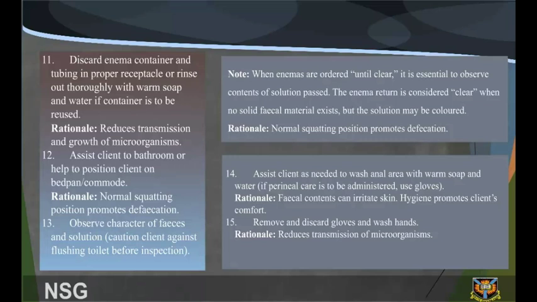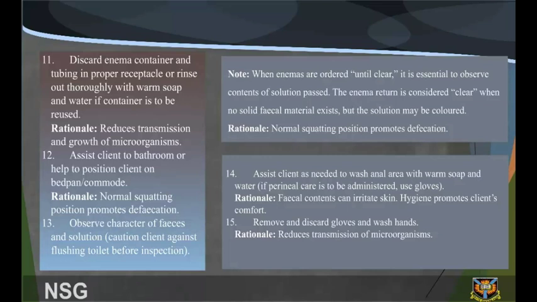Assist clients to bathroom or help to position clients on bedpan or commode. Normal squatting position promotes defecation. Observe character of feces and solution. Caution clients against flushing toilet before inspection. Note: when enemas are ordered until clear, it is essential to observe content of solution passed. The enema return is considered clear when no solid fecal material exists, but the solution may be colored.